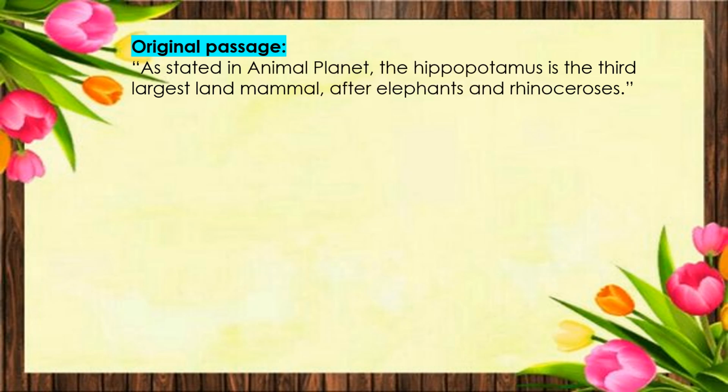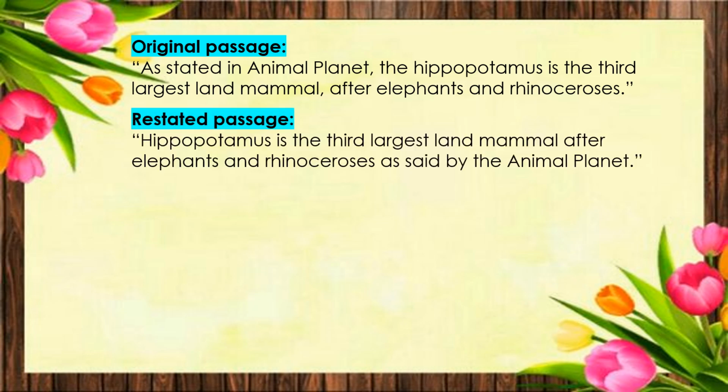Example, original passage. As stated in Animal Planet, the hippopotamus is the third largest land mammal after elephants and rhinoceroses. And this is the restated passage. Hippopotamus is the third largest land mammal after elephants and rhinoceroses as said by the Animal Planet.